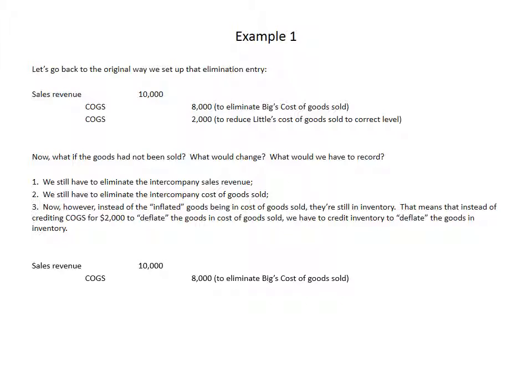Finally, the difference, that $2,000 markup, now instead of being sold and having that marked up value embedded in cost of goods sold, if Little still holds that merchandise, that means that their inventory is overvalued, inflated, or marked up. And so what we're going to have to do is adjust Little's inventory value to get it from $10,000, the inflated value, down to its true cost of $8,000.